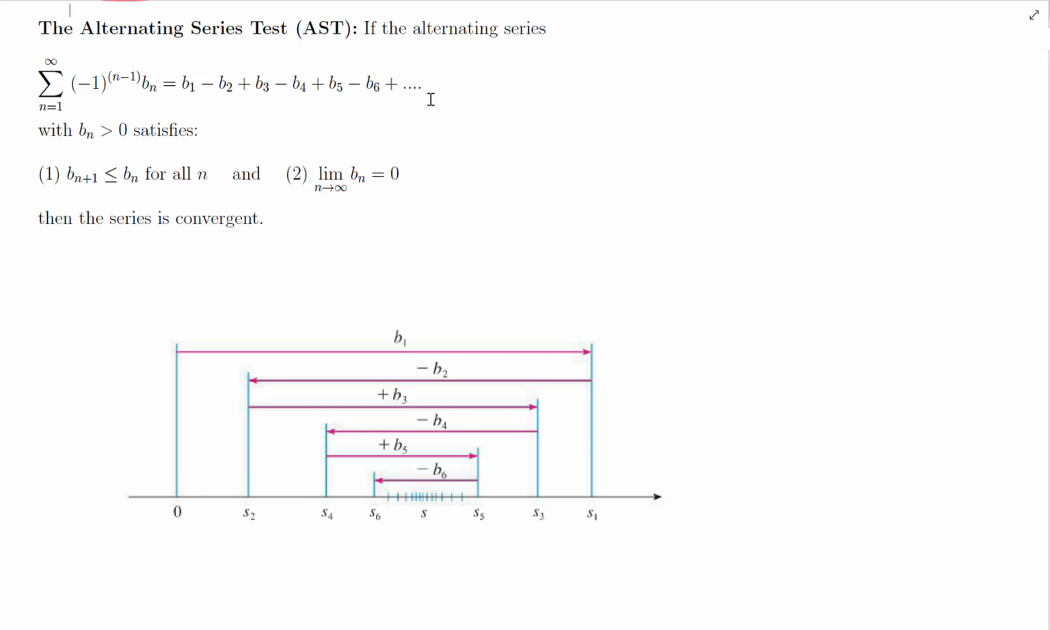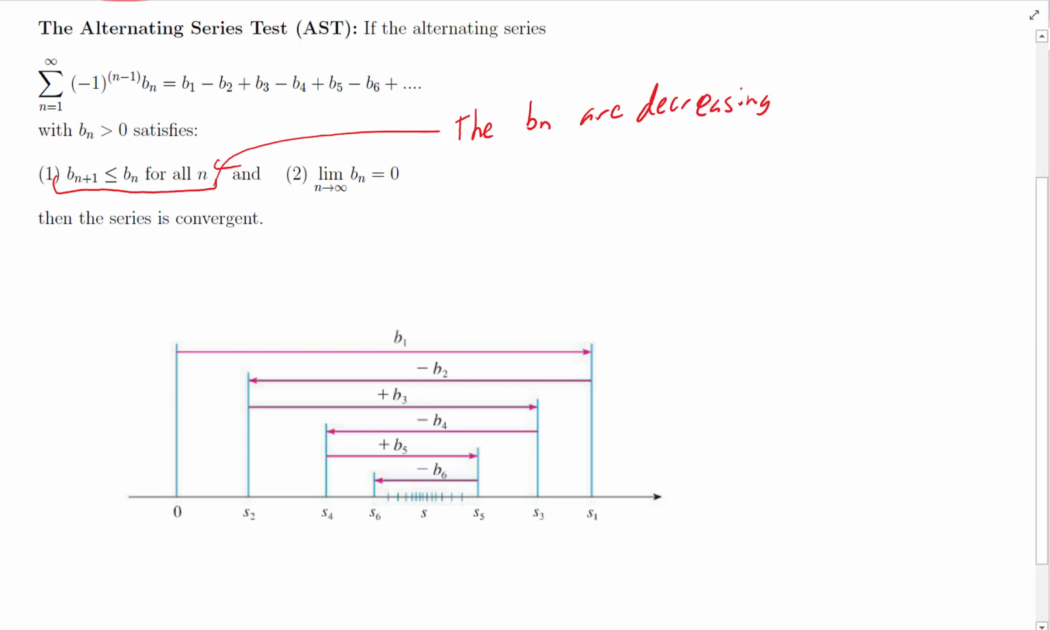Now we have two bits of information. First of all, b_(n+1) is less than b_n for all n. This basically says that the b_n's are decreasing. Really, from one spot on, all these terms need to be decreasing. So it doesn't have to be all the b_n's, but like b_5 on, everything after that will be decreasing. The next thing we need is the limit as n goes to infinity of b_n equals 0.